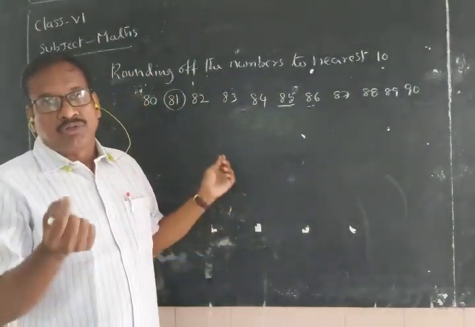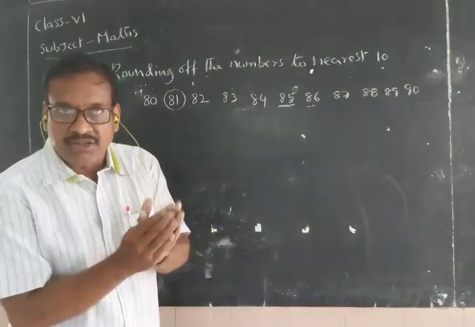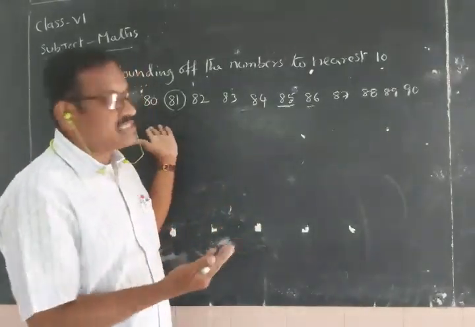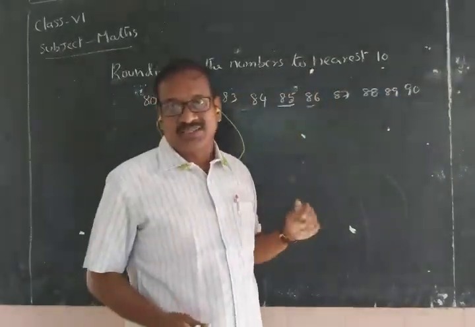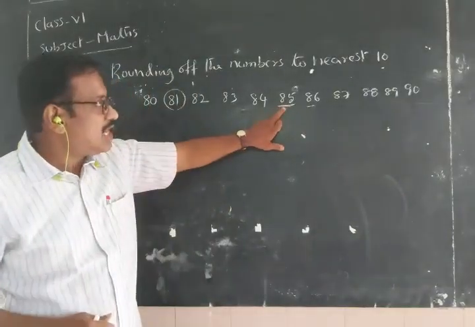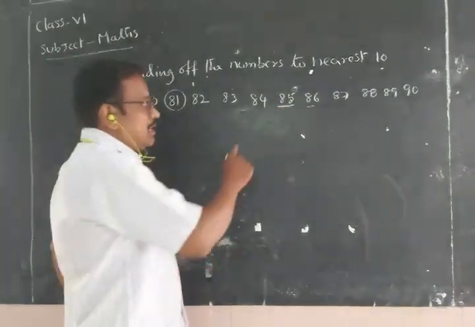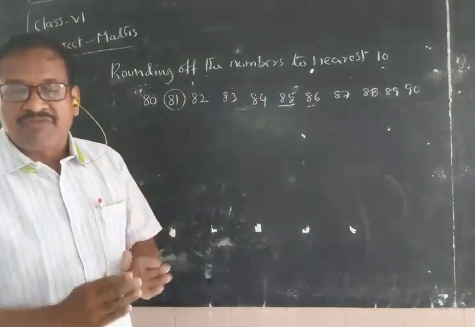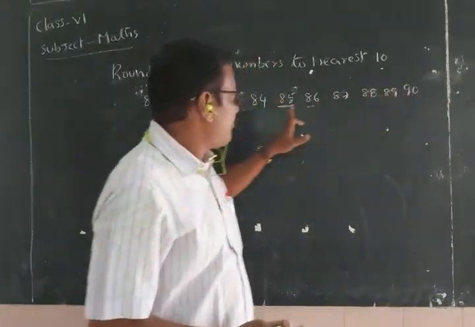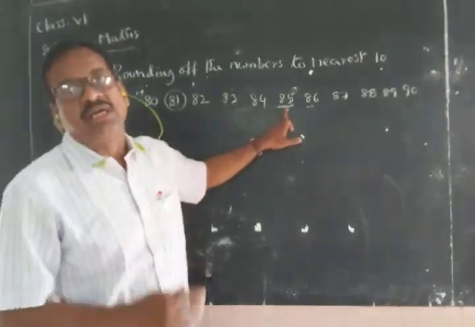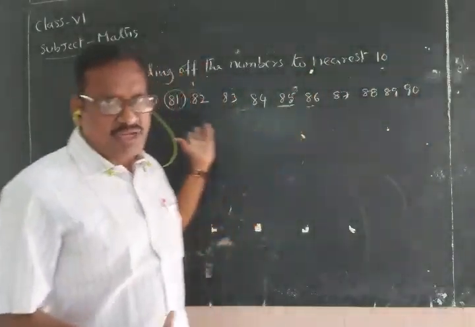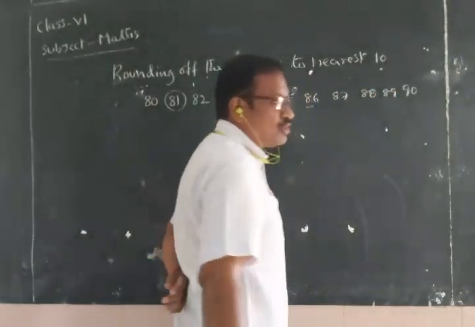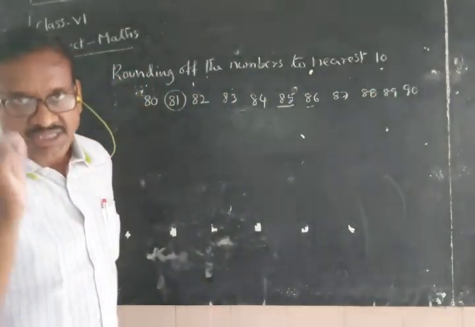Suppose you have a doubt: sir, what about 85? 85 is the middle of the numbers. Which is the nearest 10, 80 or 90? That's a very good doubt. 85 is the middle number, but by rule, 85 is rounded to 90 only. You could take 80, but the number after 85 is 90, so the nearest number for 85 is 90.